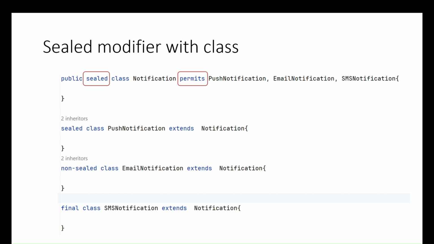When we declare a class sealed, then we have to specify the classes which would extend the sealed class. So here we are using the permits clause to specify what other classes are going to extend the notification class. So in this case, push notification, email notification, and SMS notification classes are going to extend the notification class. These subclasses of a sealed class can be declared either a sealed class or a non-sealed class or a final class.